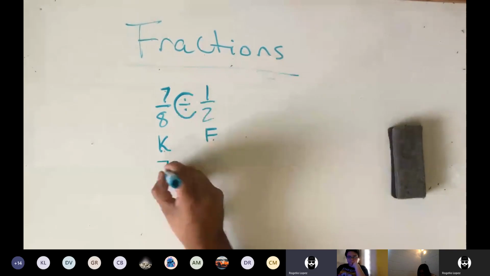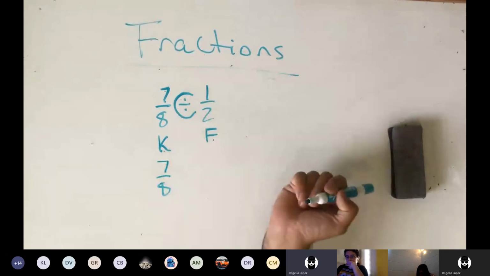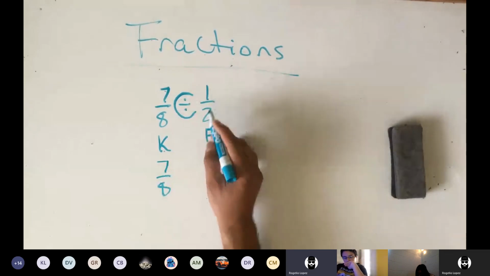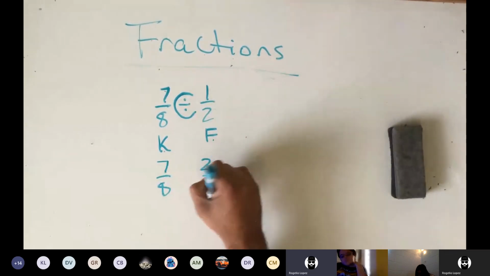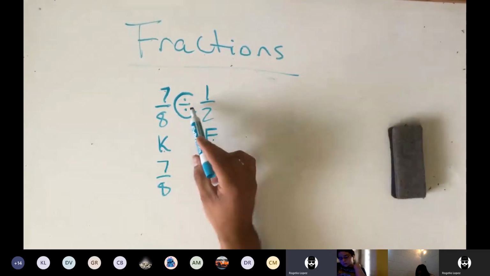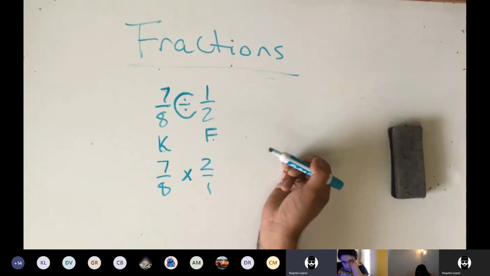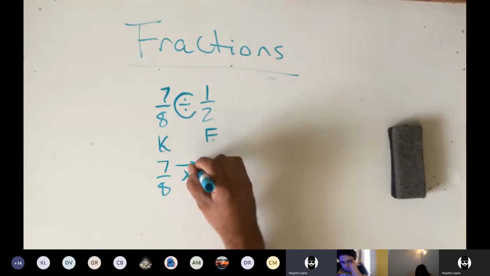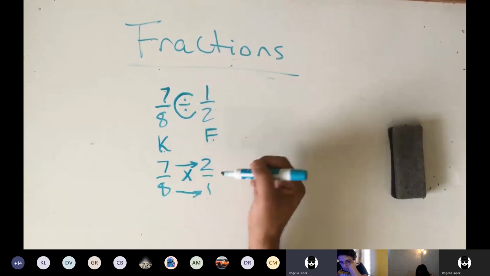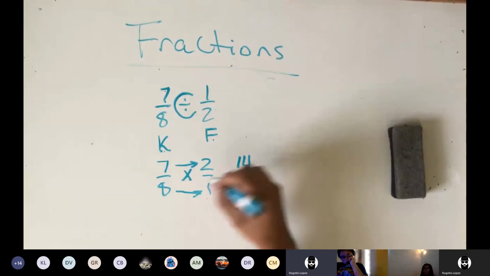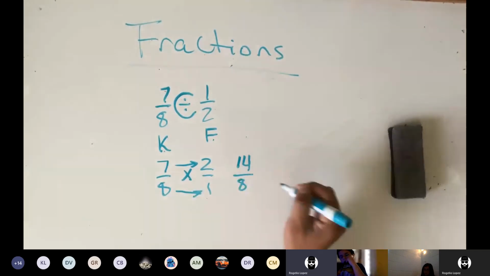So the first one stays as 7/8. We don't do anything to it. The next step is to flip the second fraction. So instead of 1/2, I'm going to put 2/1. And my division needs to change to multiplication. So now it's a multiplication problem. So now I just go straight across, just like we did before. So 7 times 2 is 14, and 8 times 1 is 8.